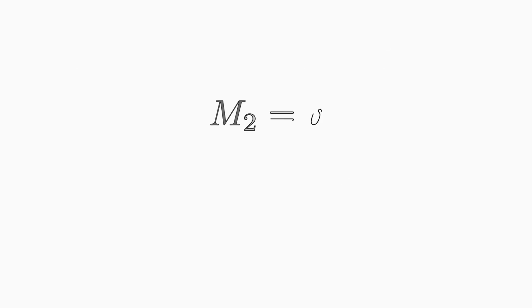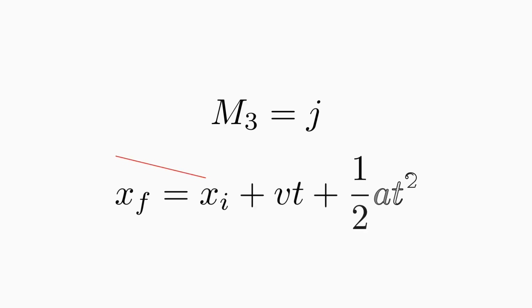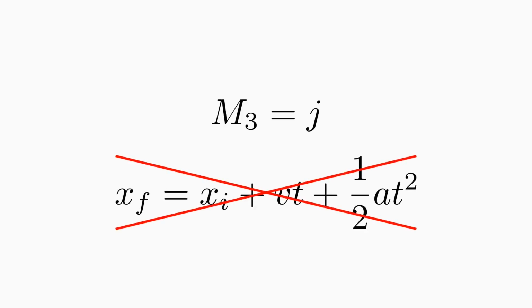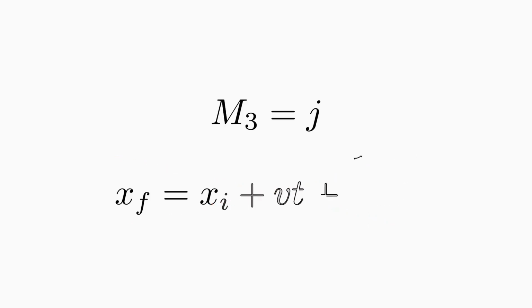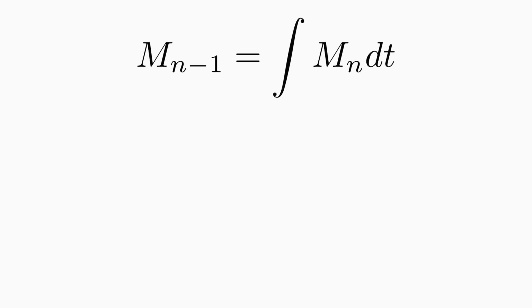Now, what if instead of an order 2 motion, we had an order 3 motion? Order 3 motion is jerk, which is not in the formula. To be able to solve this problem, we need to generalize this formula first. Remember that the motion of order n minus 1 is the integral of motion of order n with respect to time. We want a formula for position, which is motion of order 0.